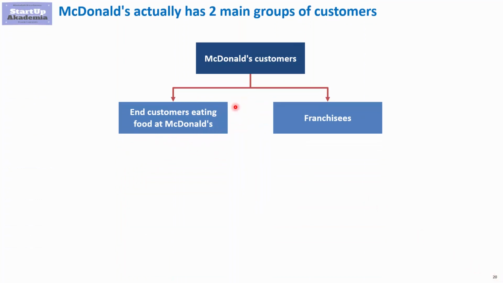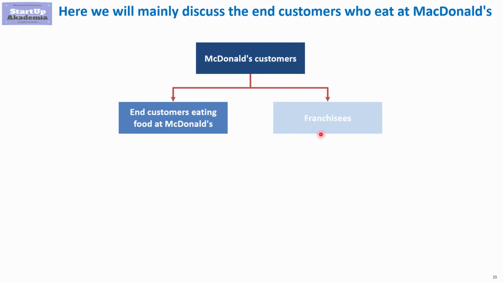McDonald's actually has two main groups of customers. On one hand, we have end customers eating food at McDonald's. On the other hand, we have franchisees. In the latter group, we have entrepreneurs who buy the right to run a McDonald's restaurant. Since there are two separate groups, we should actually create two business model canvases. However, in this lecture, we will mainly discuss the end customers who eat at McDonald's.